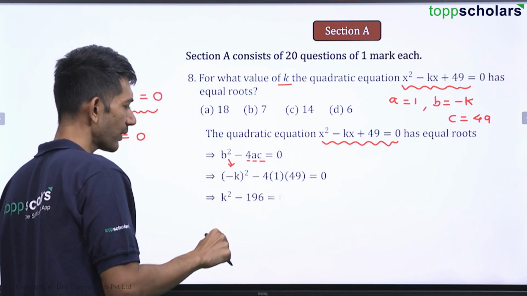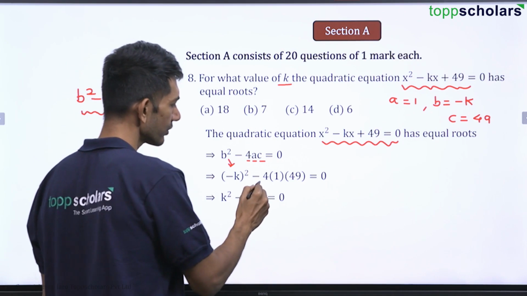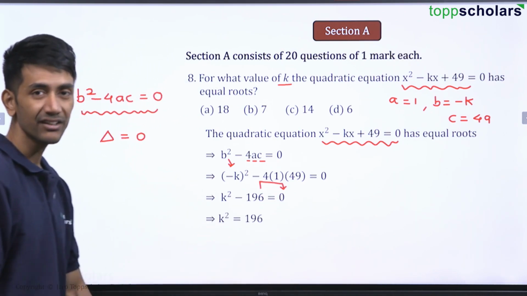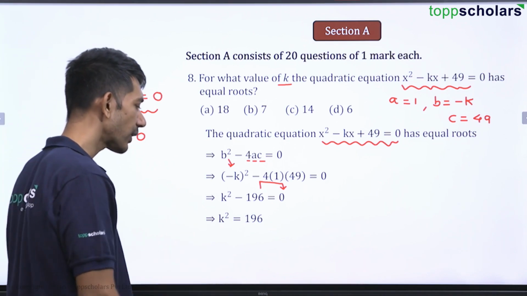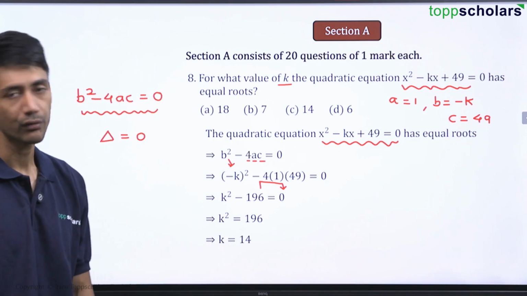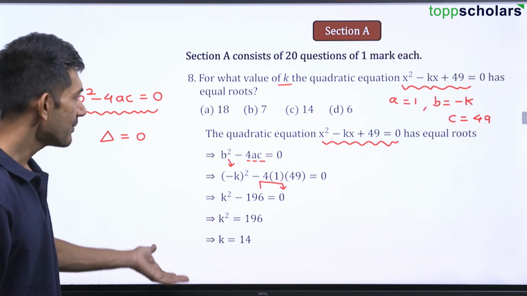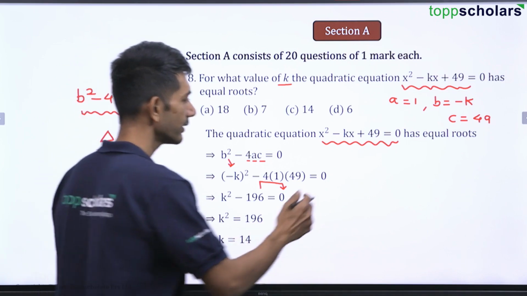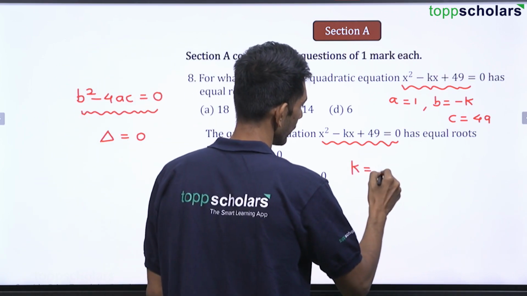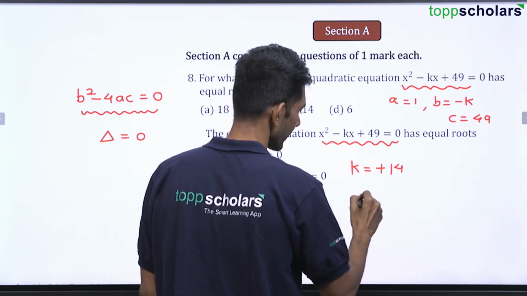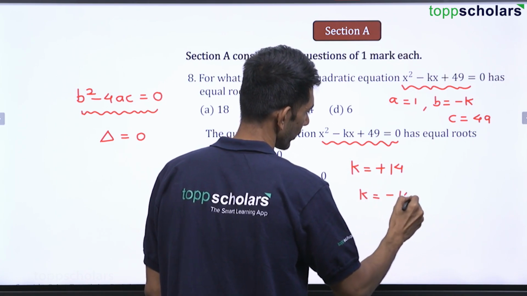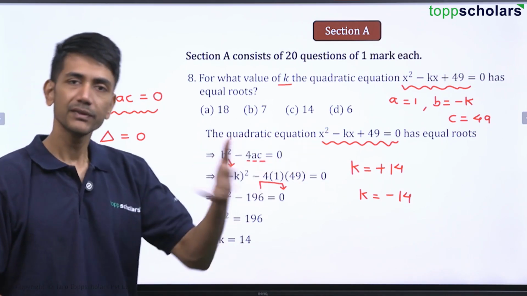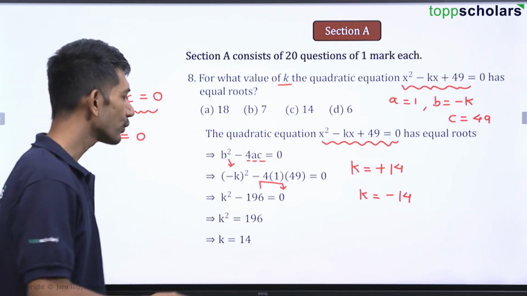This becomes k square minus 196 is equal to 0. Minus 196 goes on the other side, k square is equal to 196. Taking square root on both sides, we get k is equal to under root 196, and that is going to give you 14. See, ideally, k can be positive 14, k can be negative 14 also. You'll have two answers over here. K is equal to positive 14, k is equal to negative 14. Correct? But remember, in the options, we have only positive 14, so we have to choose one.